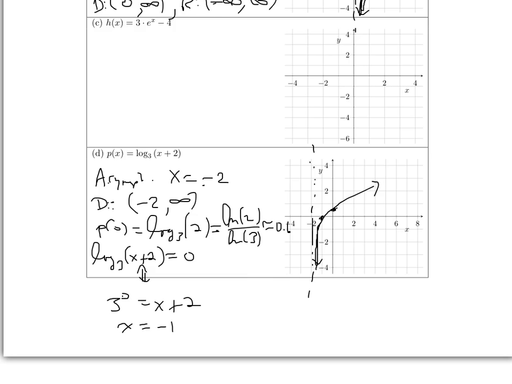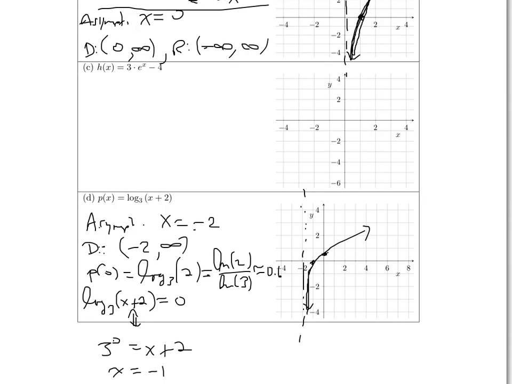Okay, so real quick, this last one. It looks different because it's got an e in it, but that just means we have to use our calculator more. So the y-intercept happens when x is 0, so that's 3 times e to the 0 minus 4. And again, e to the 0 is 1, so that's 3 minus 4 is negative 1.